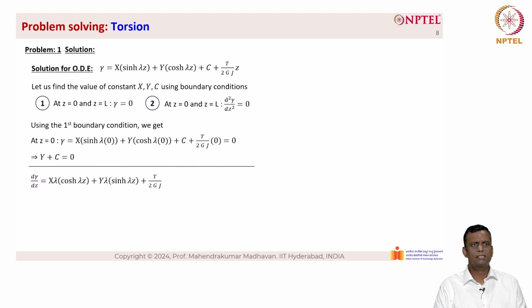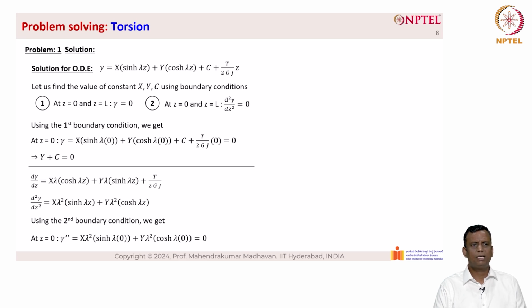Now let's differentiate this gamma equation, which is d gamma by dz equal to x into lambda into cosh into lambda z plus y into lambda into sinh into lambda z plus T by 2GJ. Now when we differentiate it one more time, we have d square gamma by dz square equal to x into lambda square into sinh into lambda z plus y into lambda square into cosh into lambda z. And using the second boundary condition, now we get at z equal to 0, gamma double dash is equal to x into lambda square into sinh into lambda of 0 plus y into lambda square into cosh into lambda of 0 is equal to 0, which gives rise to the value x into lambda square into 0 plus y into lambda square into 1 is equal to 0, which indicates that y equal to 0.